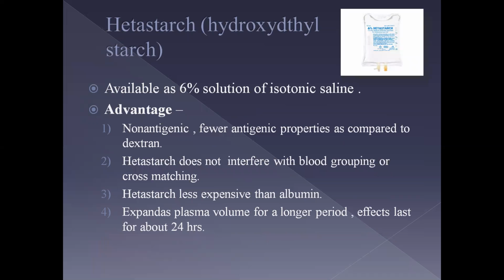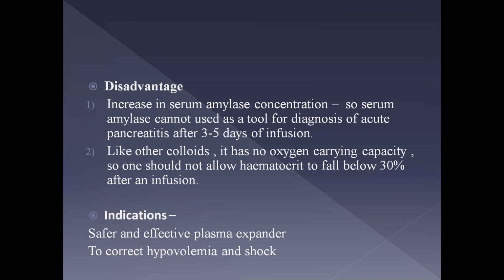Now we see hetastarch, that is hydroxyethyl starch. Available as a 6% solution in isotonic saline. Advantages: it is non-antigenic, with fewer antigenic properties compared to dextran. Hetastarch does not interfere with blood grouping or cross-matching. Hetastarch is less expensive than albumin and expands plasma volume for a longer period, and the effect lasts for about 24 hours.